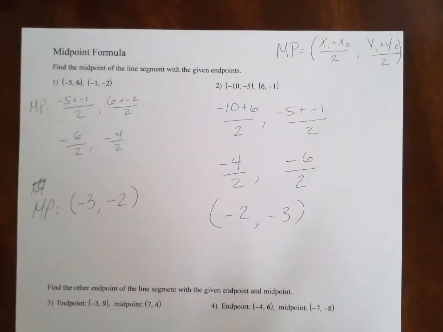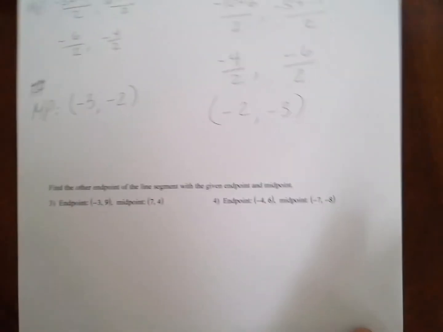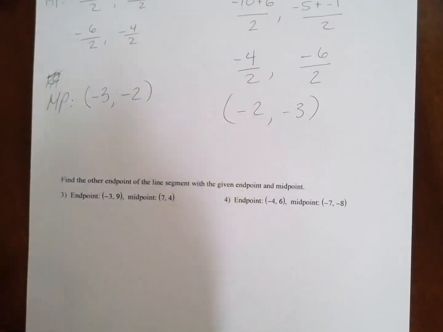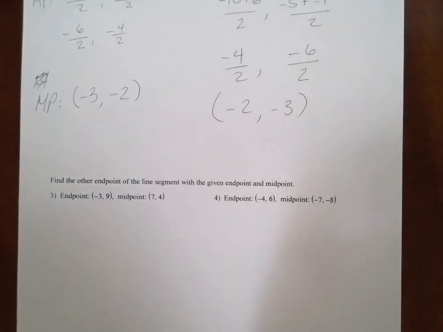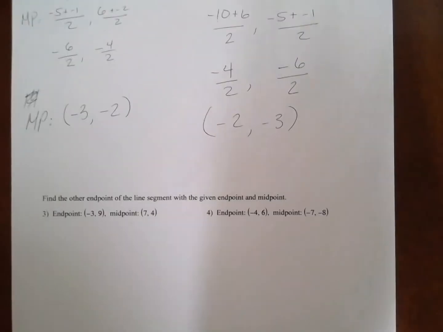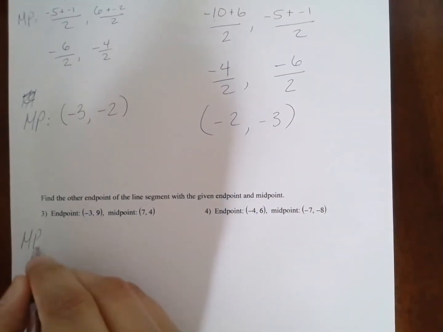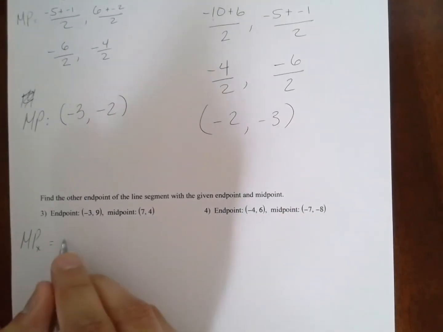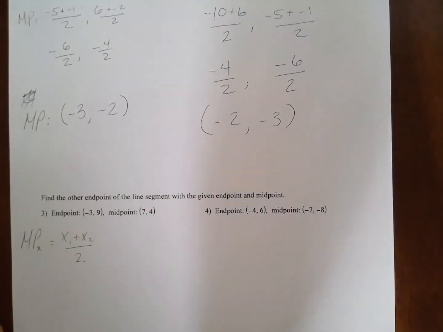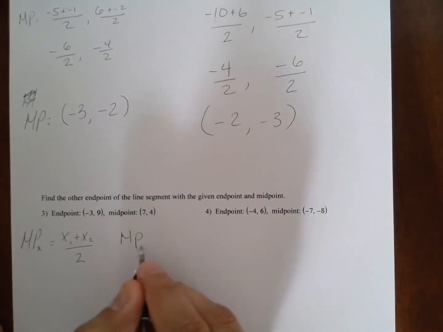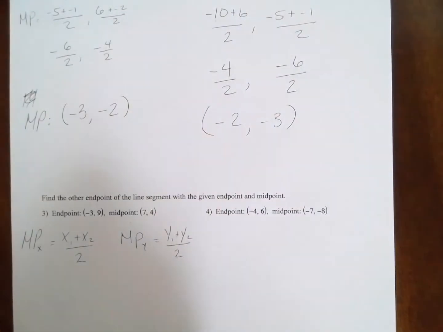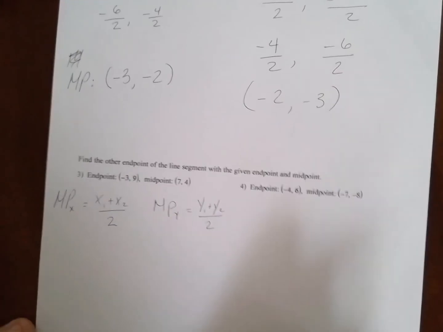Okay. Now, the other type of problem that you will see is what happens if you know the midpoint and only one of the endpoints and you need to find the other endpoint. Well, for that, we can just go back and plug things into the equation. I know that the midpoint for x, for example, is going to equal x1 plus x2 divided by 2. And I know the same thing for y. The midpoint coordinate for y is going to equal y1 plus y2 divided by 2. So I can substitute those things in here.